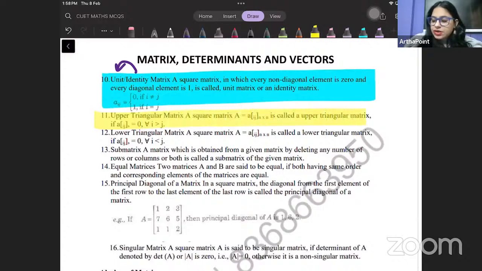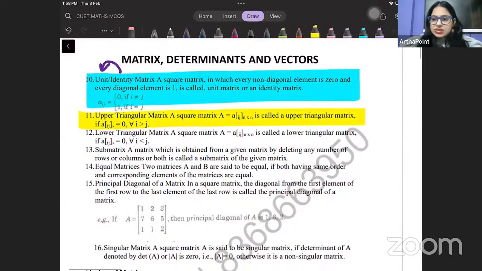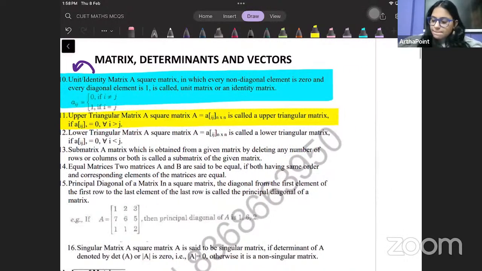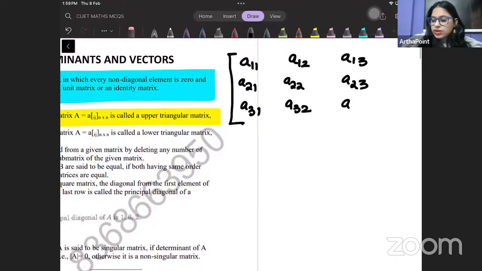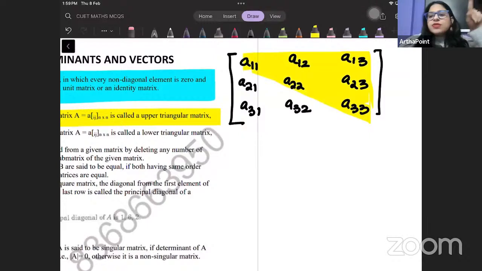Next one is the upper triangular matrix. So how do we represent an upper triangular matrix? Let me show you that first. Beta, just see here. I have A11, A12, A13, A21, A22, A23, A31, A32, A33. Triangular means I have to form a triangle on the upper side. It means the upper triangle should be filled with numbers. We have to fill it with some numbers.